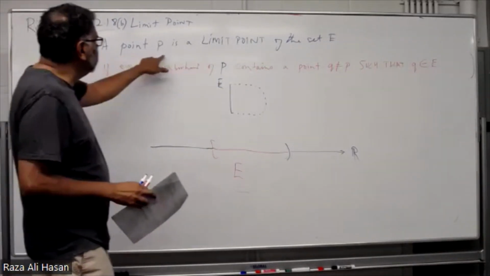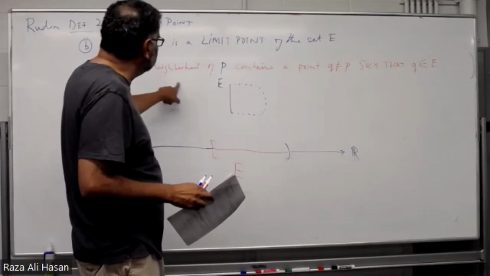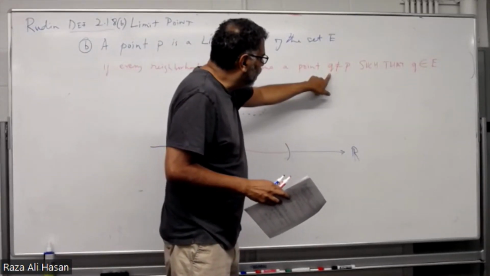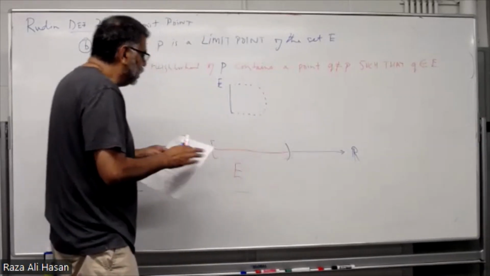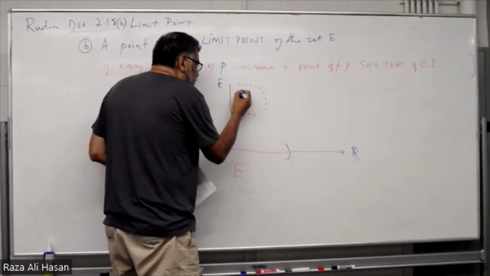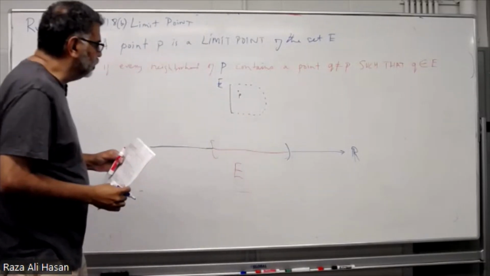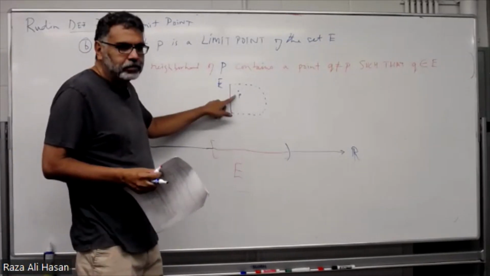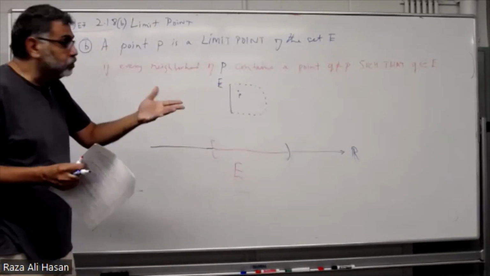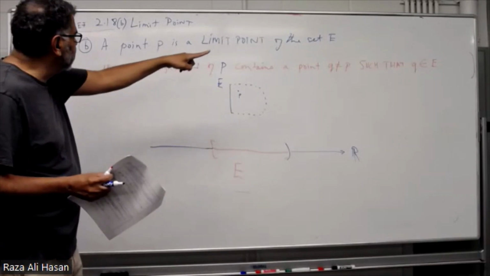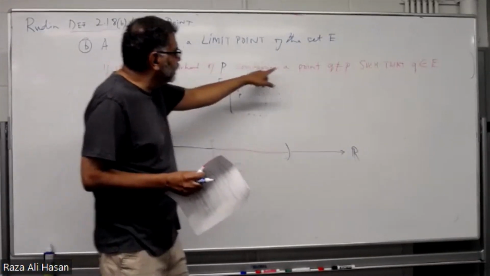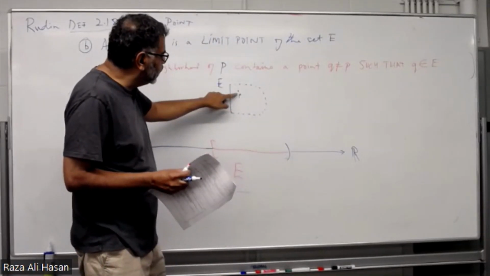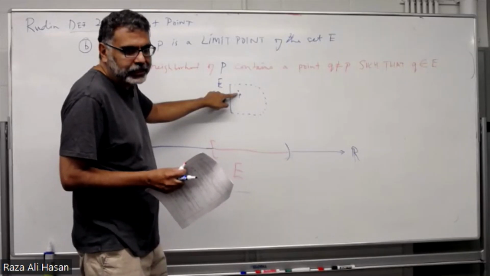And then it says a point P is a limit point of set E if every neighborhood of P contains a point Q. So let's say we have a point P here. I put a point P there. Is this an interior point? Yes. But is it a limit point too? It says a point P is a limit point of the set E if every neighborhood of P contains a point. So every neighborhood that I draw around this point P contains other points of set E as well.